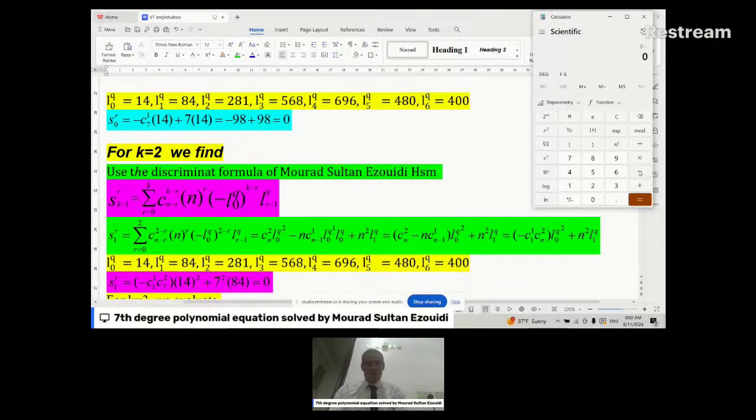So I'll make 21 times the square of 14, plus 7 squared times 84. This one has to be equal to 0, which means S0 is 0 and S1 is equal to 0. So we should continue to find S2, S3, S4, S5 and S6. We continue, learners.